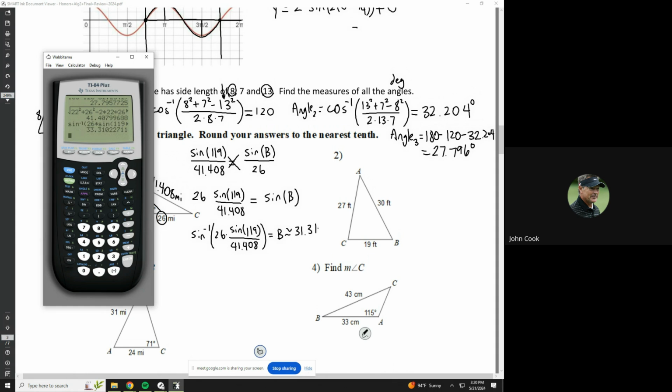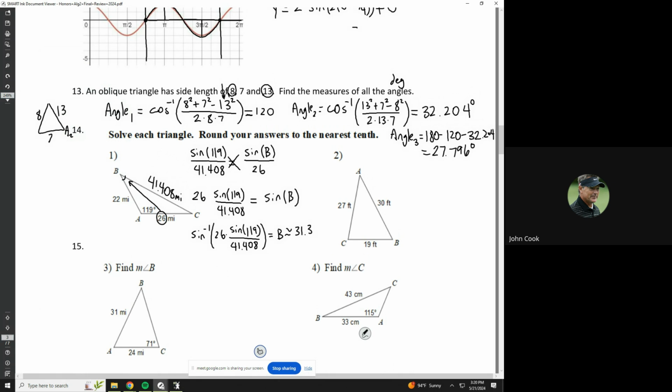Well, let's do 3 decimal places. Well, it says nearest 10, so 31.3 degrees. All right, so that's my angle B, 31.3 degrees. And again, since I have a triangle, I've got 2 of the angles. Now I can find the third one by just subtracting from 180. So 180 minus 119, and then minus the number that I just got, 31.3.